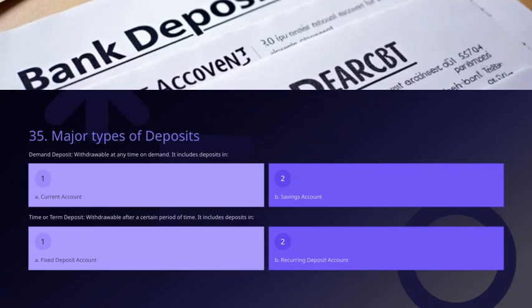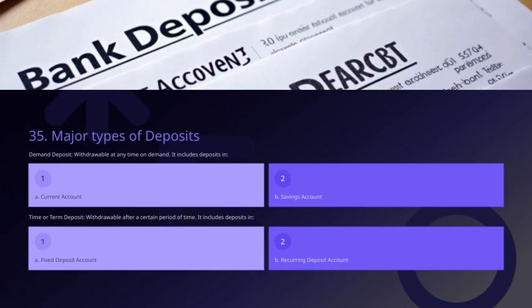Now let's take a closer look at the major types of deposits, starting with the fixed deposit account, which is also known as a time or term deposit. This type of deposit is withdrawable only after a specified period of time, so you need to plan accordingly. It includes deposits where you lock in your money for a certain duration to earn interest.